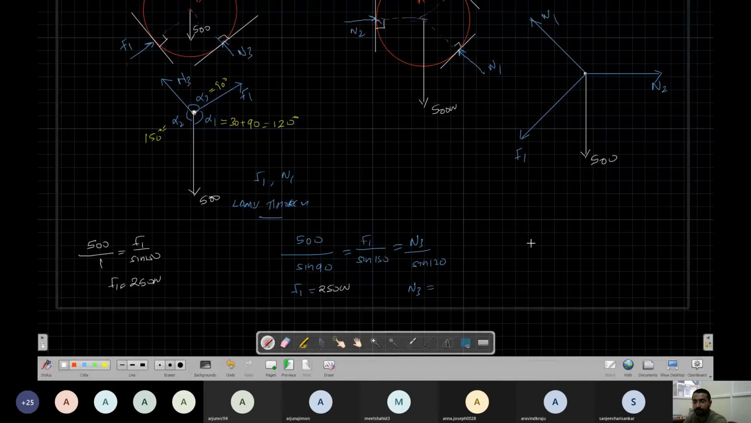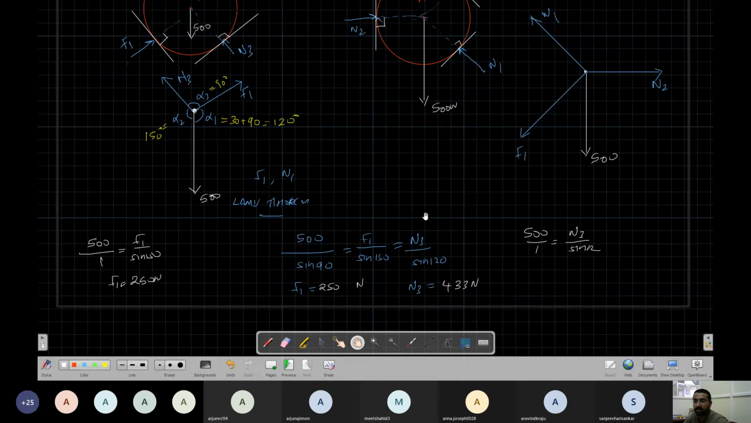And N3? Correct. 433. 433 now. Okay, 433. Good. 433. Good. Okay. Always remember to write units. Okay, so note the force, you have to automatically write units.